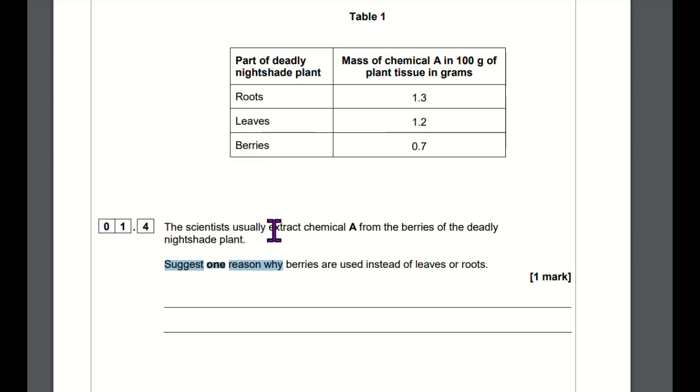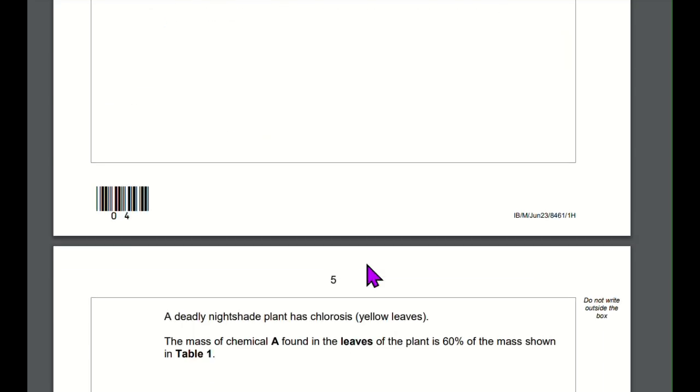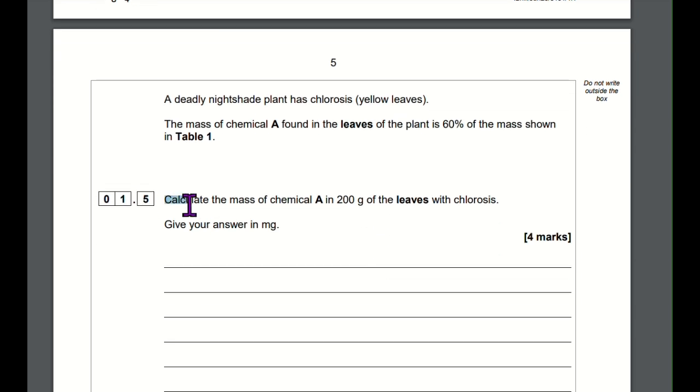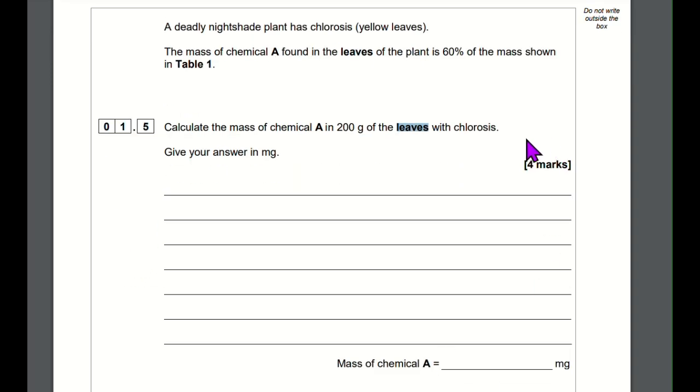Moving on to 1.5. This is a 4 mark question, suggests it's an AO2 question. It's giving you some information but also telling you to refer back to the table in part 4, and it wants you to calculate. We are calculating the mass of chemical A in 200 grams of the leaves that have the chlorosis. So when you do this, you need to look at all the information given to you.